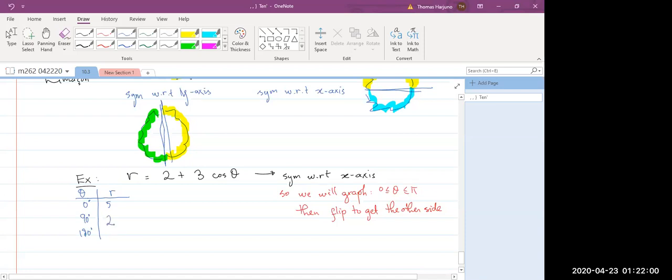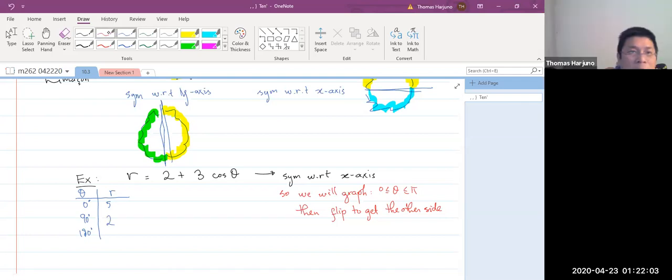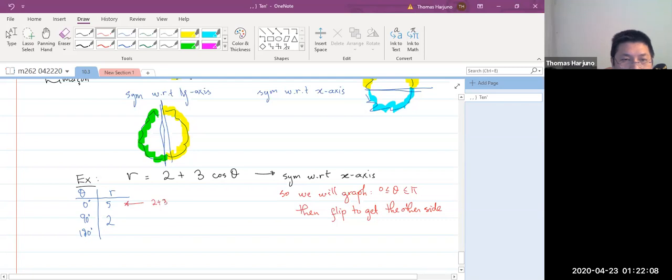When theta equals 90? 2. Okay. Now, this 5 is actually coming from 2 plus 3. Notice that cosine is maximum when theta is 0, right? And cosine reaches 0 when theta is 90 degrees, so you just get the constant, while when theta is 180 degrees, we get -1, and that comes from 2 minus 3.